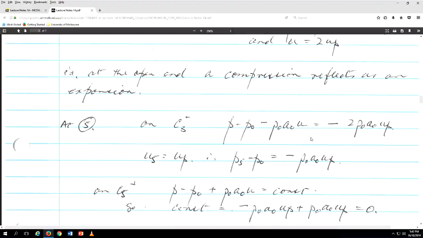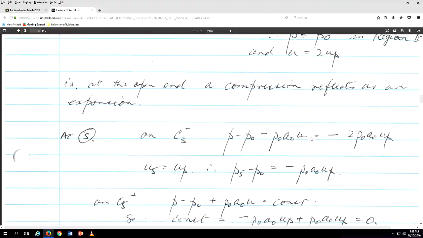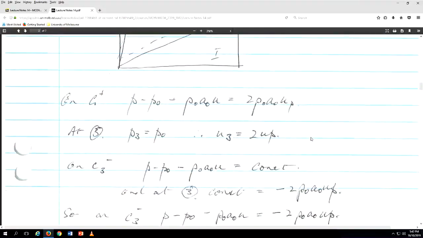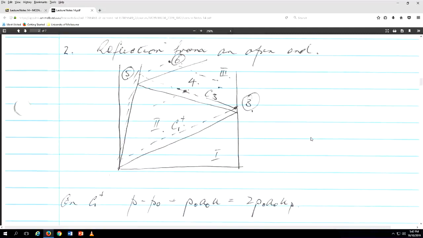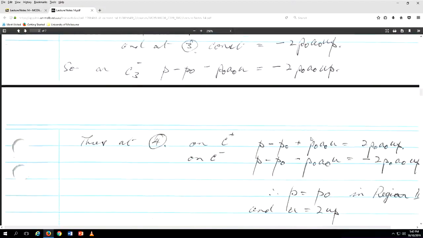So now, just to complete the picture to go on, it's sort of interesting. I think it's interesting. What happens at 5? Well, at 5, I don't know the pressure, but I do know the velocity. So I should be able to work out the constant at 5, and then I have a C plus going through 5, and I can take the C minus, which will be the same as the C3 minus from here, and I could find this point 6.